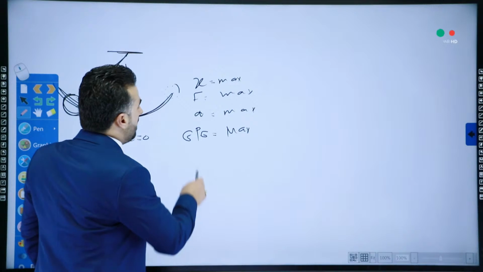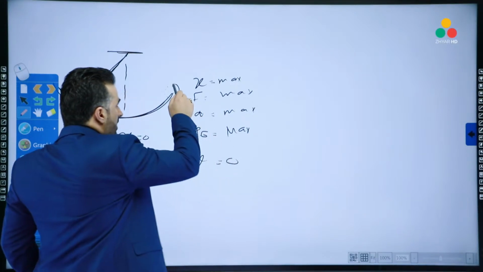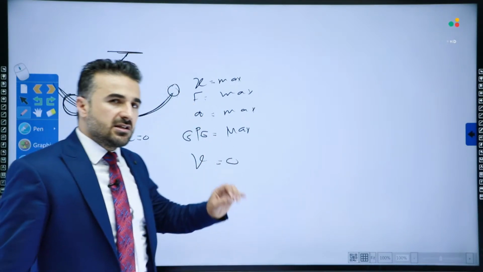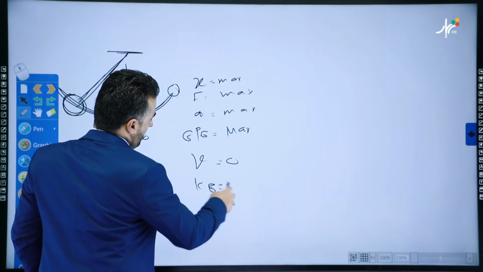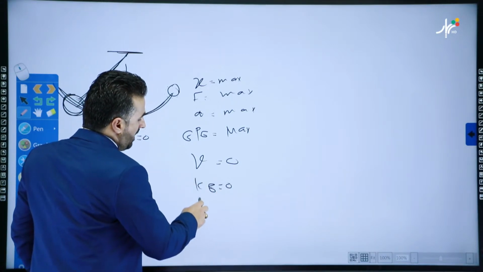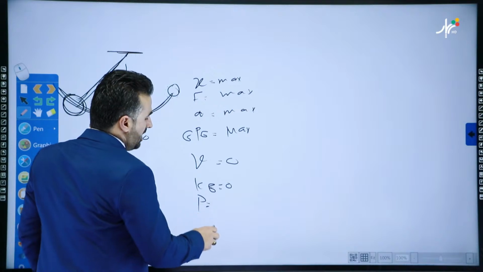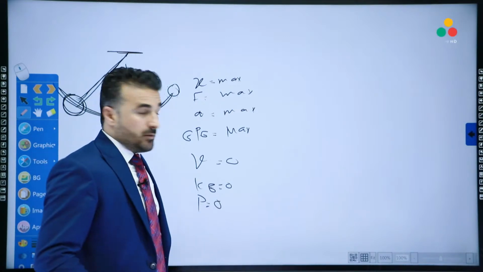And then what about the velocity? You can say it is 0 at the point where it stops for a fraction of a second. Then kinetic energy is also 0, and the momentum will also be 0 because there is no movement here.